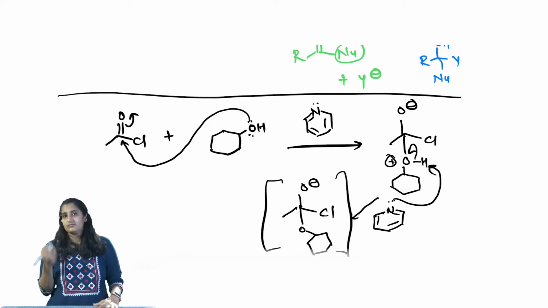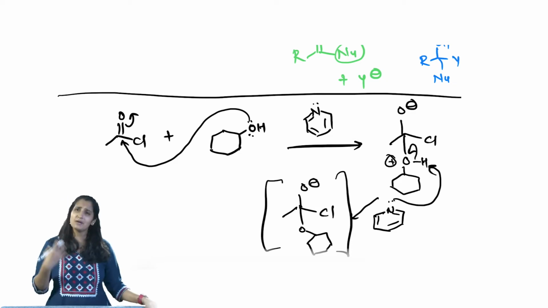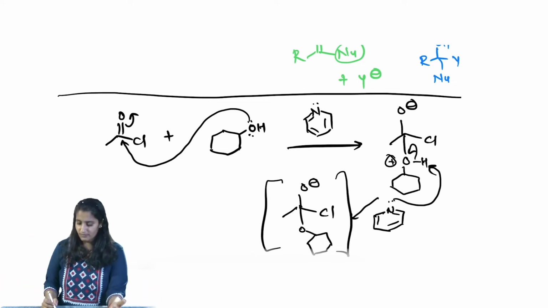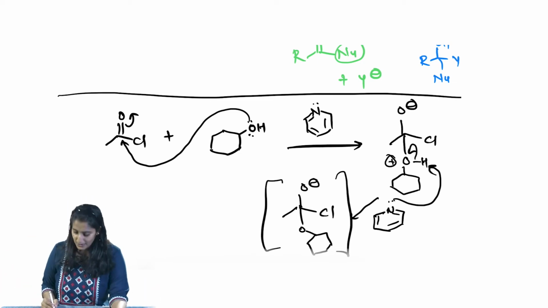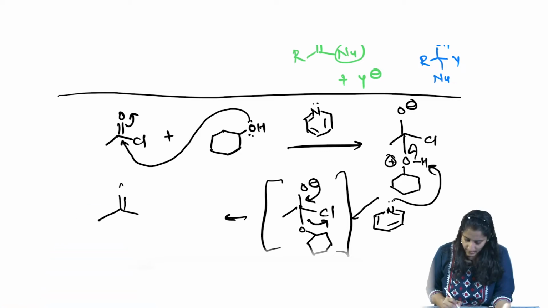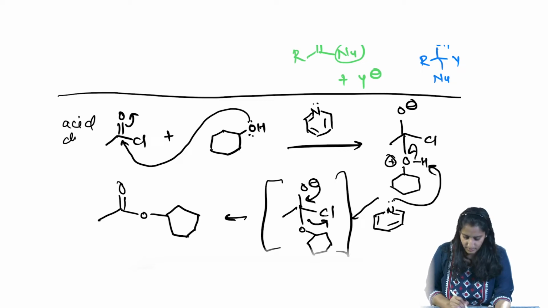And just from our knowledge of acids and bases, we know that chloride is a much more stable molecule on its own, and it is a very weak conjugate base. So, what we are going to do is, in the elimination step, we are going to kick off the chlorine, in the end forming an ester. So, from an acid chloride, we have formed an ester.